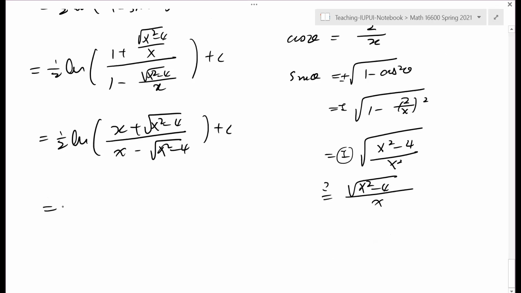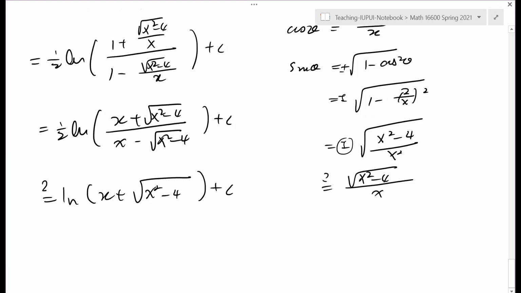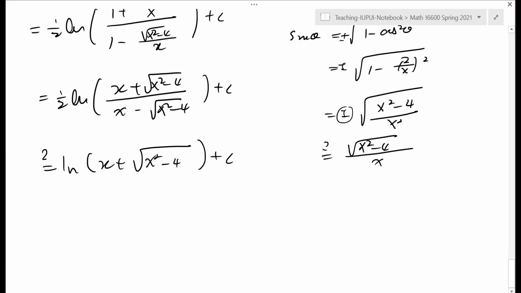This even can be written in the form x plus the square root of x squared minus 4. And why is this true? Well, you just rationalize the denominator. If you rationalize the denominator, you will see why this is true. So there's 1/2 here. This is a good exercise, but I think this is already correct. It's not necessarily in the simplest form.